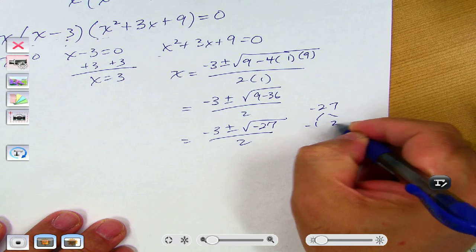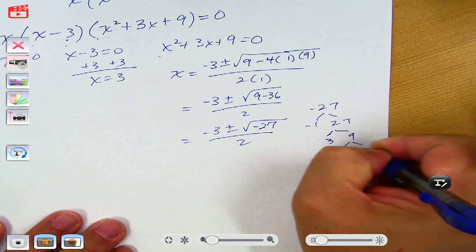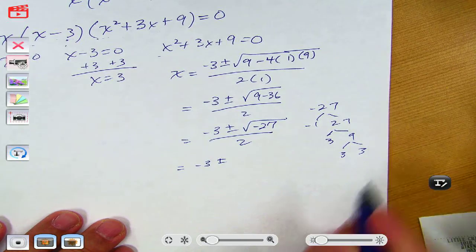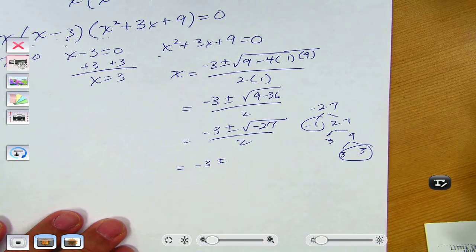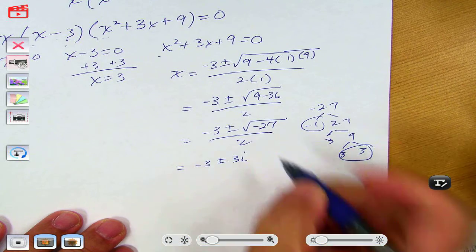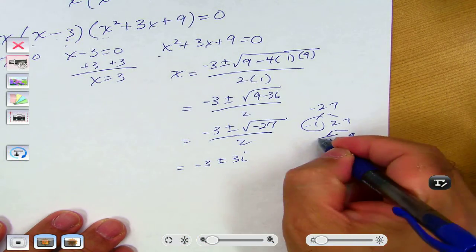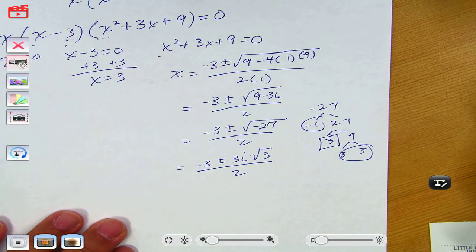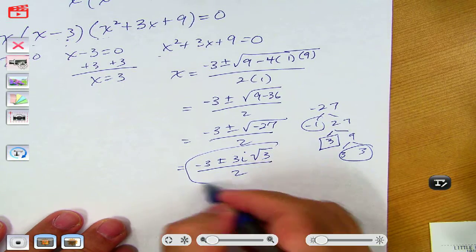That's negative 1, positive 27. 3 and 9. 3 and 3. So there's a pair of 3's, and the negative 1 comes out, so that's 3i. The negative 1 comes out as an i. There's a 3 left over that stays inside the radical over 2. Now this 2 cannot cancel with anything, so I'm done with this part.